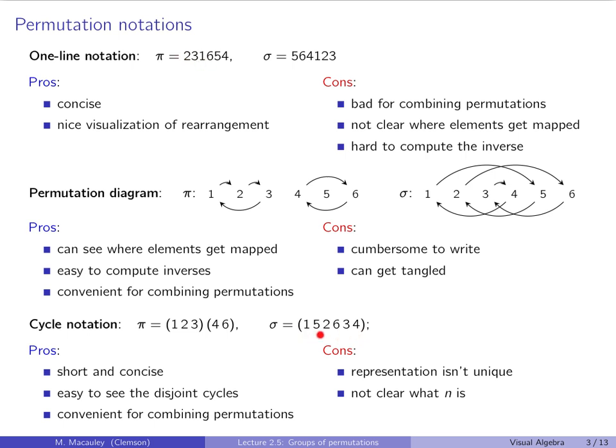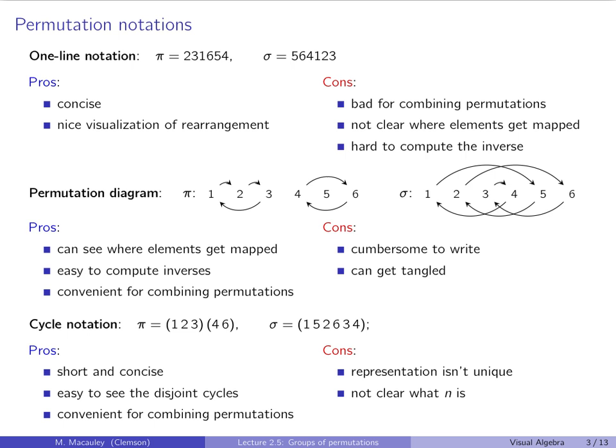And here's the cycle notation of this one. So to see how I got this, if I start at 1 and I just trace it out, 1 goes to 5, which goes to 2, which goes to 6, which goes to 3, which goes to 4, which goes back to 1. Another pro is that this notation is convenient for combining permutations, and I'll go over that shortly.